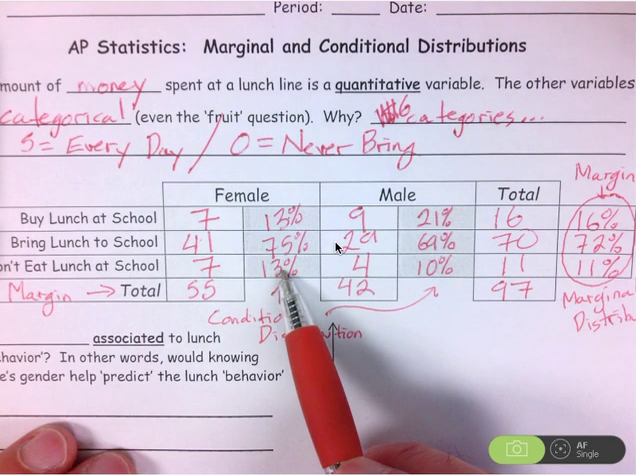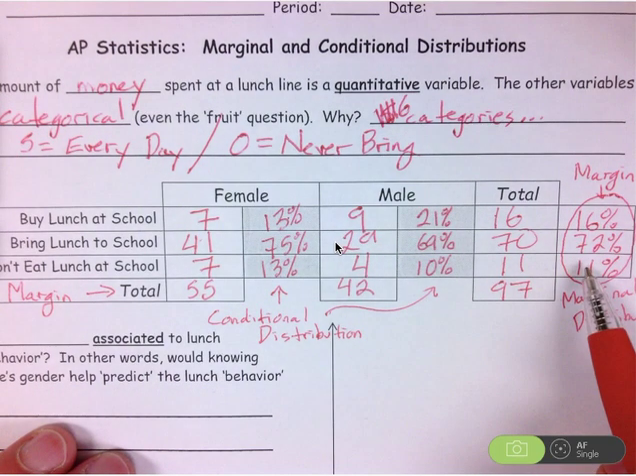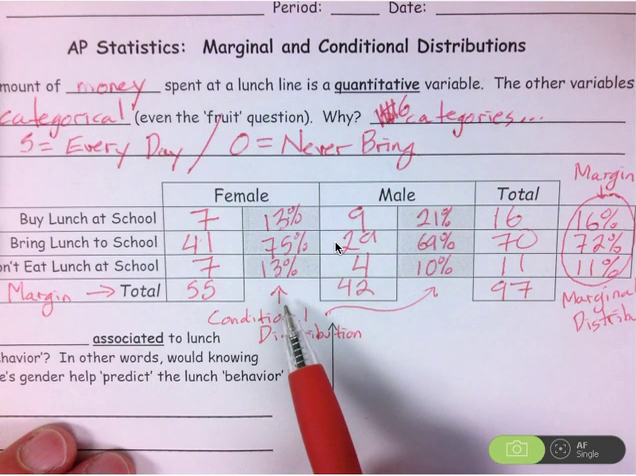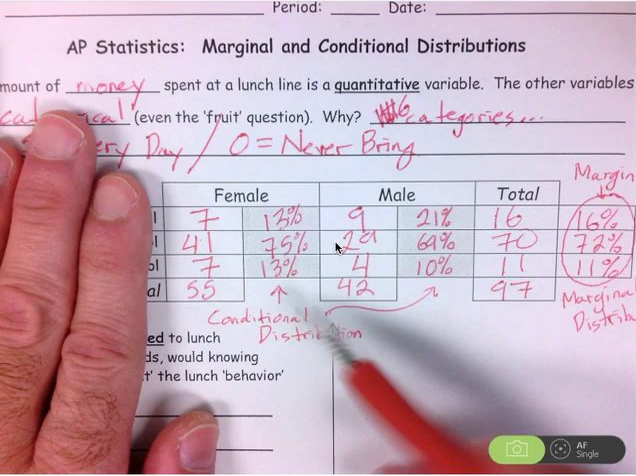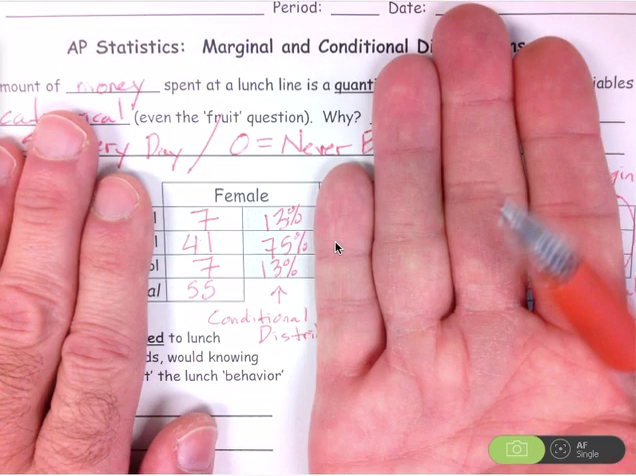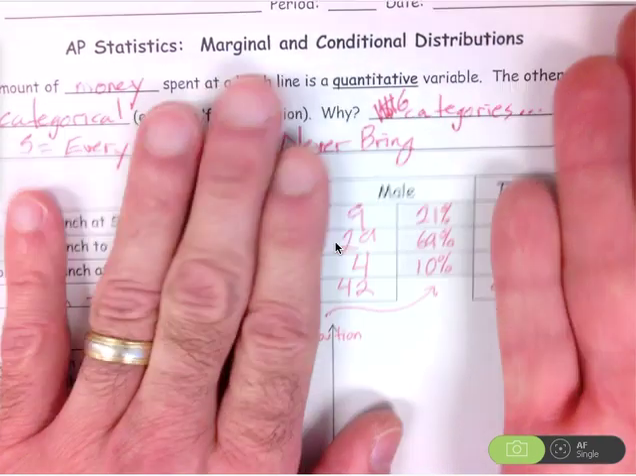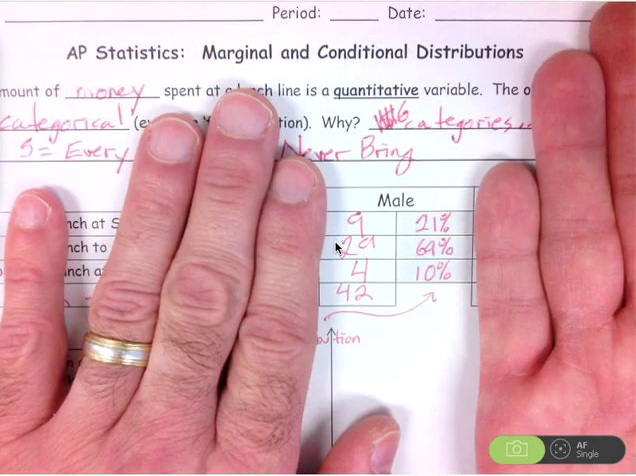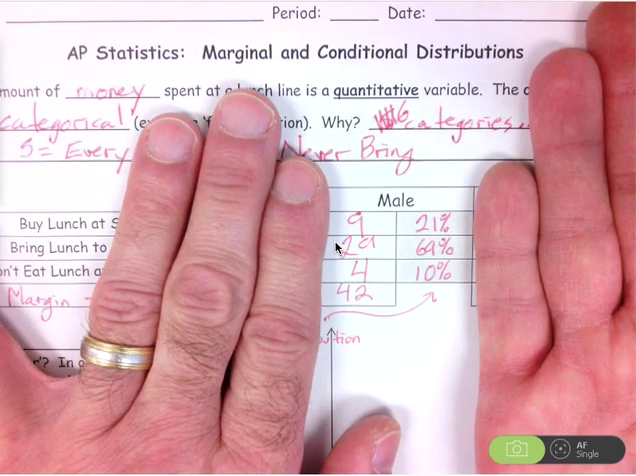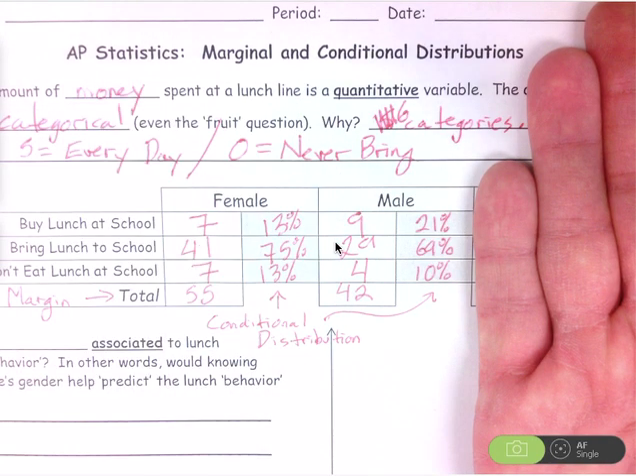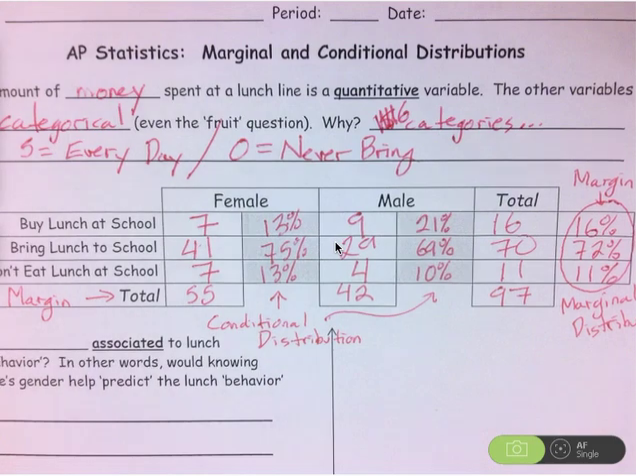So those percentages are different from the marginal distribution because we're not looking at everyone, we are looking only at the females. So under the condition that someone is a female in this data set, there is the distribution of their percentages. Same thing here, under the condition that we only look at males, 21% buy, 69% bring, and 10% don't eat their lunch at school. So those are called conditional distributions.